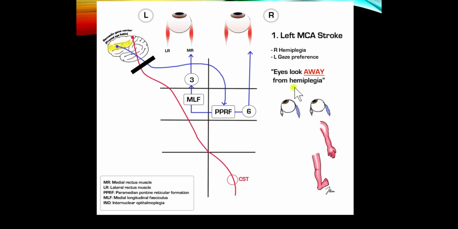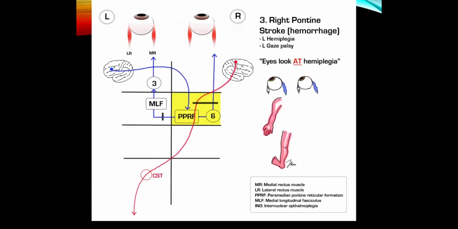The reason I think this is a more helpful way to remember it is that when you walk into the emergency room and you see someone whose eyes are looking away from the weak arm and leg, you don't know where the lesion is yet. All right? But if you have this finding, you can say, okay, eyes are looking away from the hemiplegia, so this has to be a contralateral, probably middle cerebral artery stroke. Okay, so that's the first one.